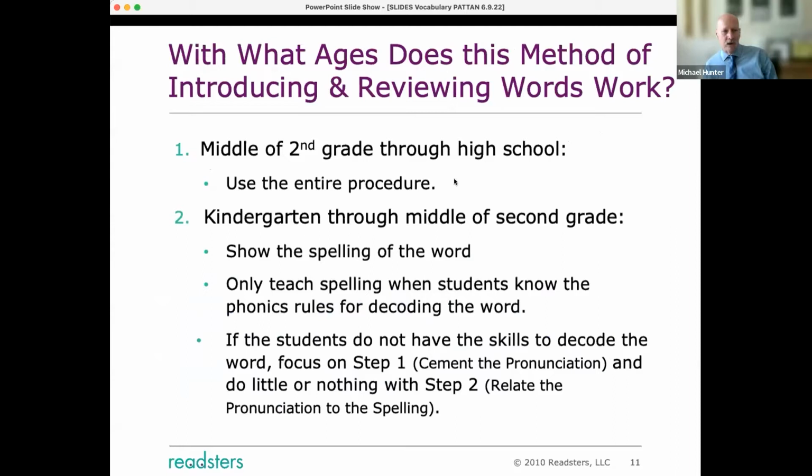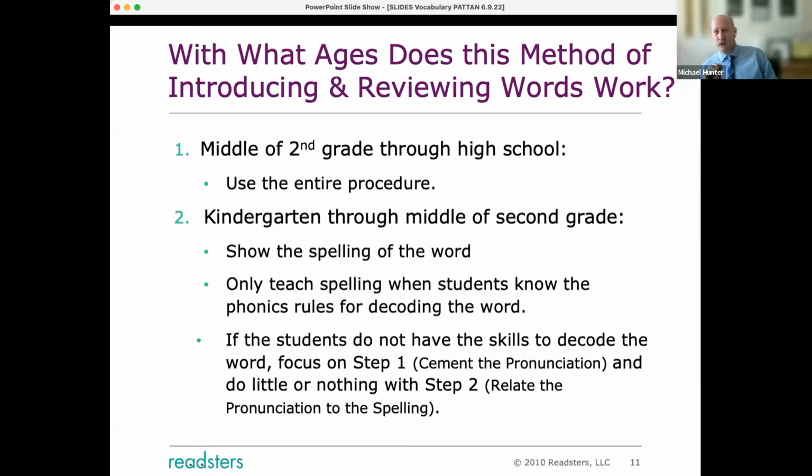So before we get started, what ages do we want to do this process with? Middle of second grade through high school, you would do the entire procedure that I've just briefly outlined and that we're going to walk through in a moment. In kindergarten, you will still show the word in print, but you're not going to teach the spelling of the word unless it's a word that students already have been exposed to in phonics, the phonics concepts, the spelling concepts, because they're not ready to learn to spell a word, even though they can learn the definition. If they're just learning how to begin to decode and to spell words, they're probably not going to be ready to spell all the words that you want them to start acquiring in vocabulary.